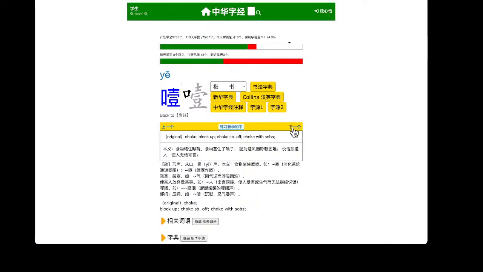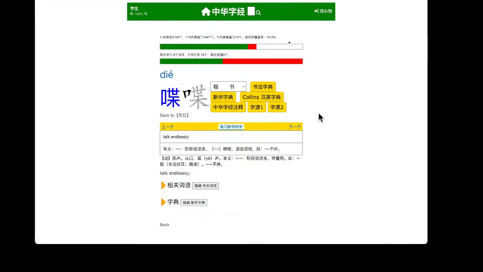Next one. 喋 means talk endlessly, like endlessly talking. Talking like rambling, okay? So it's called 喋. Now this one is usually used by doubling up, like 喋喋不休, usually not used as a single. Okay, see, like here, 喋喋不休.